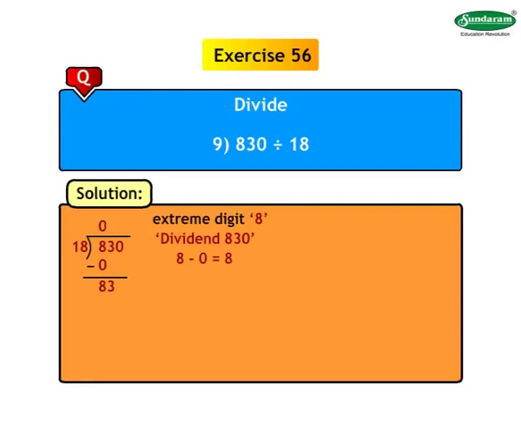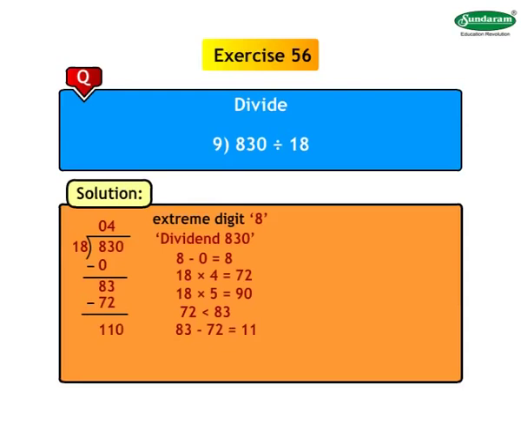In table of 18, 18 into 4 is equal to 72. 18 into 5 is equal to 90. Consider 18 into 4 is equal to 72, as 72 is less than 83. Thus, dividing 83 by 18, we get 18 into 4 is equal to 72. Subtracting 72 from 83, we get 11 as remainder. Now write the last digit 0 next to 11. Now divide 110 by 18.